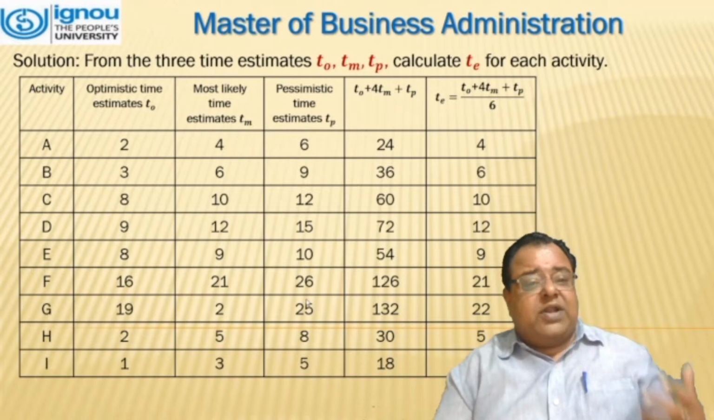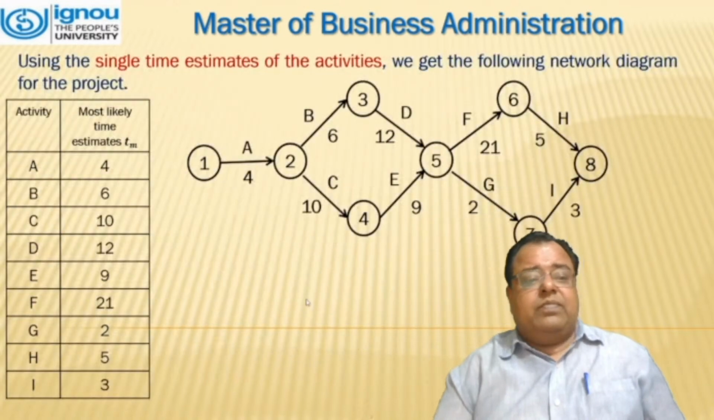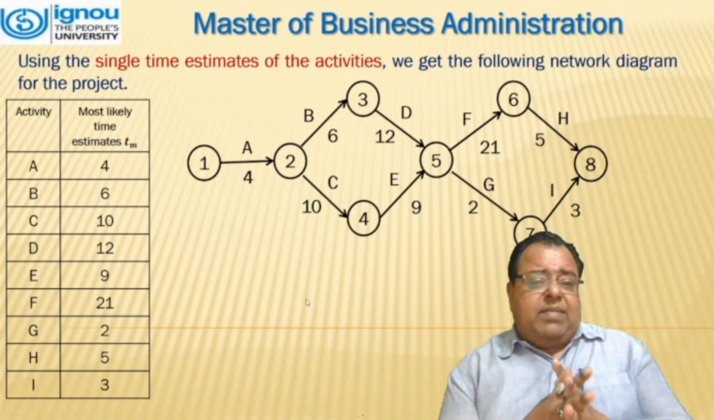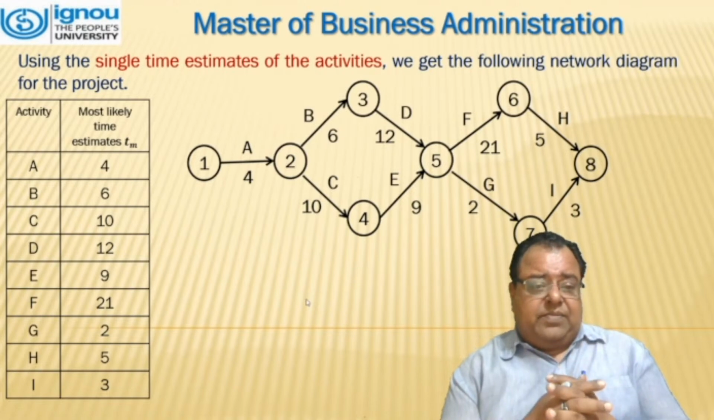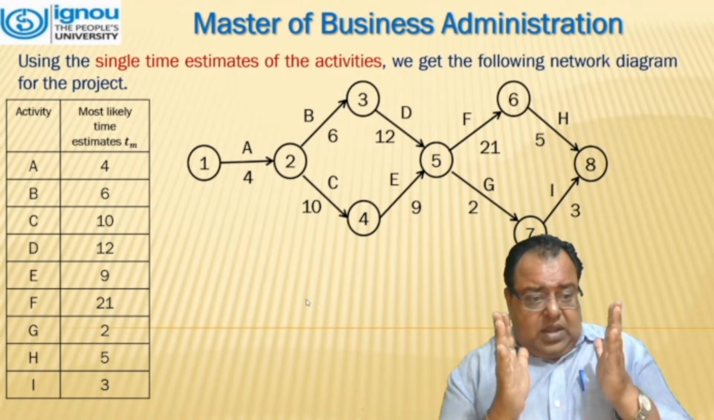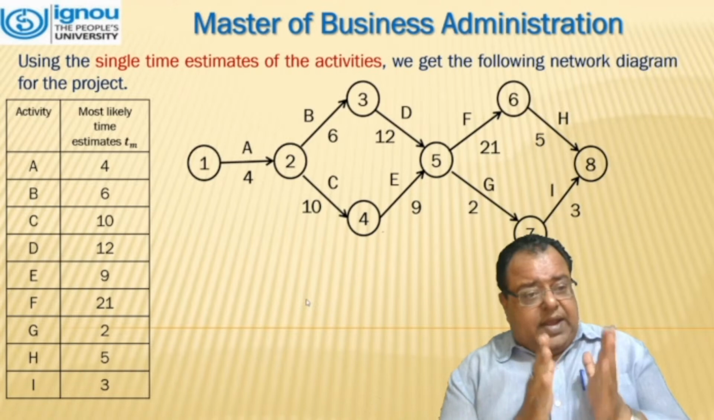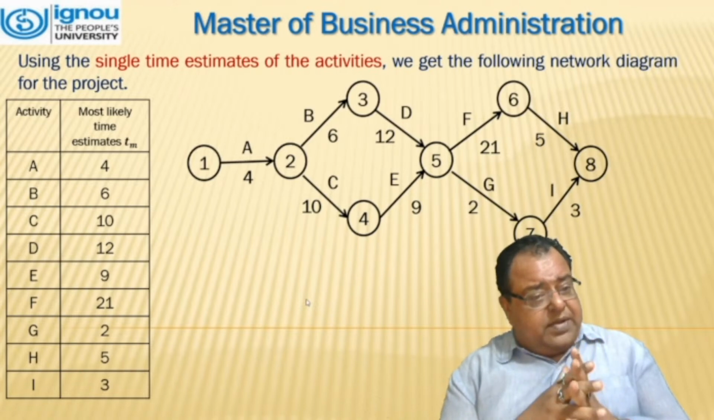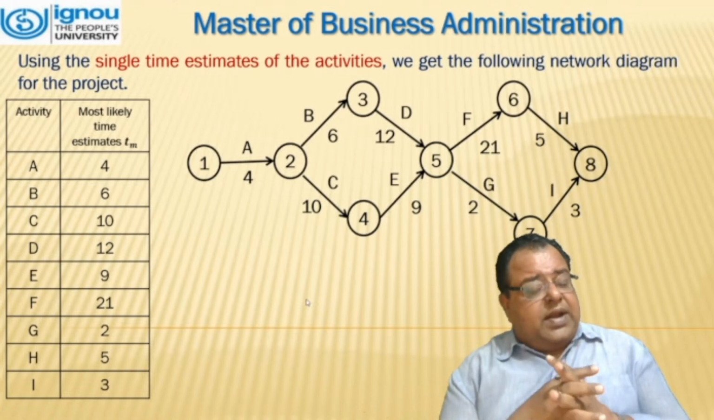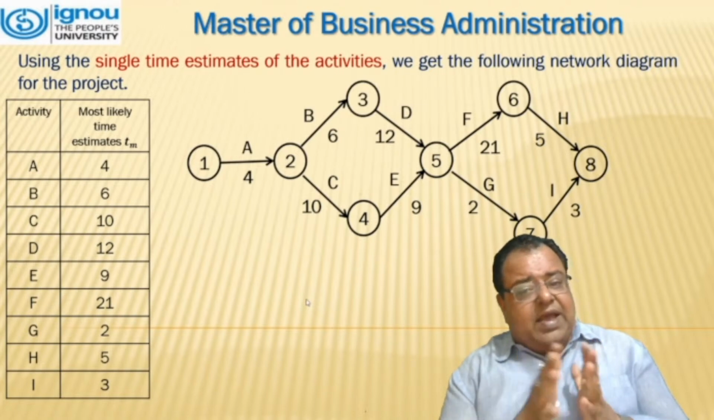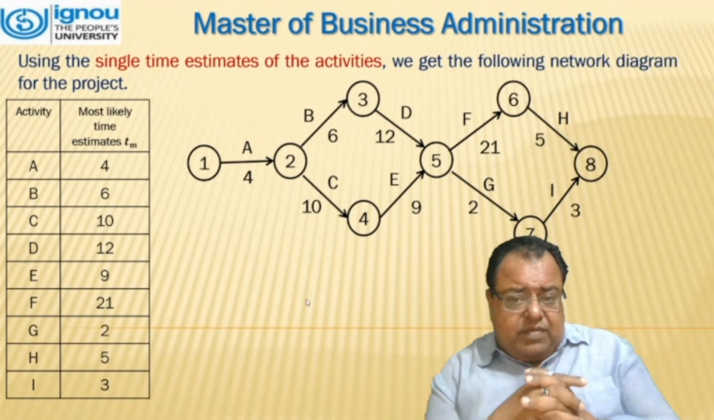Now, what is the next step? Using the single time estimate of the activities, we have to draw a diagram. Activities are A to I, and the most likely time estimate is given to us. We have this particular diagram with us.